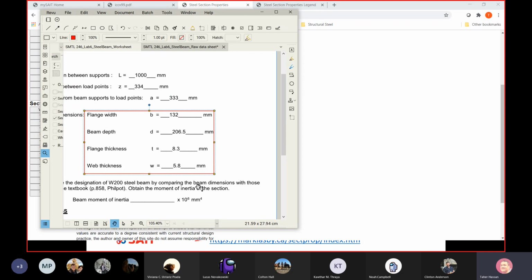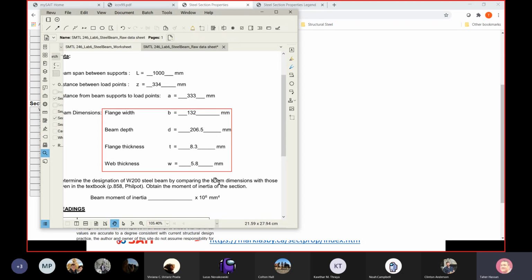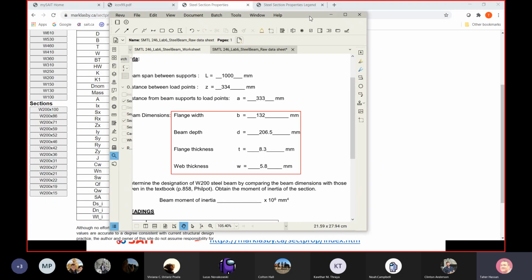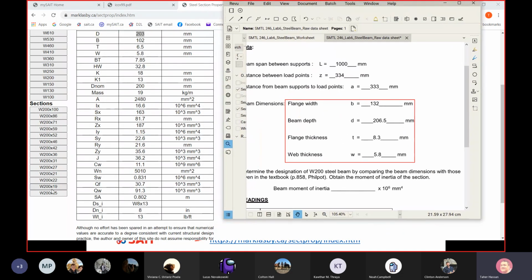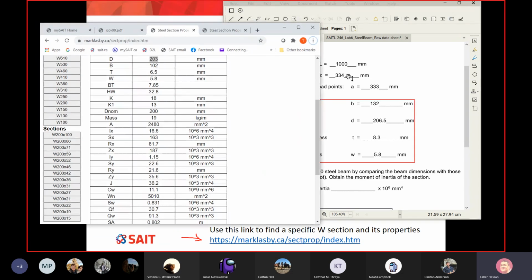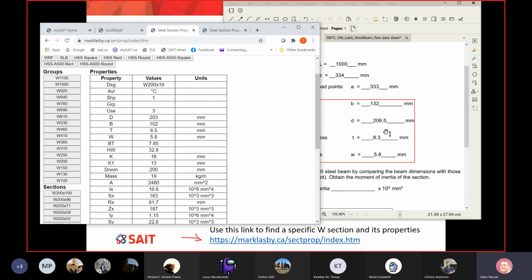So what happens here, the first exercise in your lab is to identify this W200 beam. It's 200 by what? And it's not super difficult. All you have to do is the following. For example, you go here and click on W200 by 19. And let me ask you, do you think this beam in our test is W200 by 19? It's not a secret. All you have to do is compare the depth, and then B and B, and then T and T, and W and W. If those numbers match, then this will be the beam that we're using.